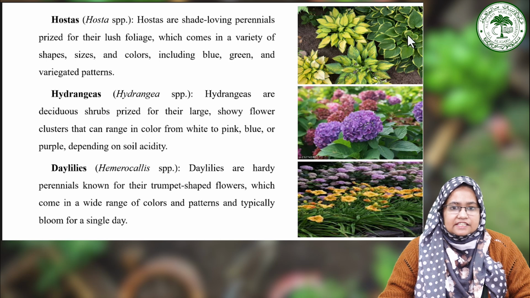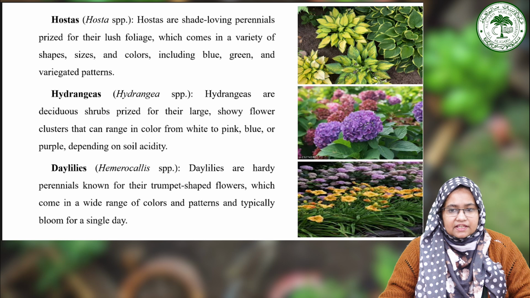Then the next species is hostas. Hostas are perennial plants that thrive in shade and are valued for their lush foliage. As we can see, these are the beautiful foliage of hostas. They come in various shapes, sizes and colors, including shades of green, blue and variegated patterns. Hostas are popular for adding texture and interest to shady areas in gardens and landscapes.